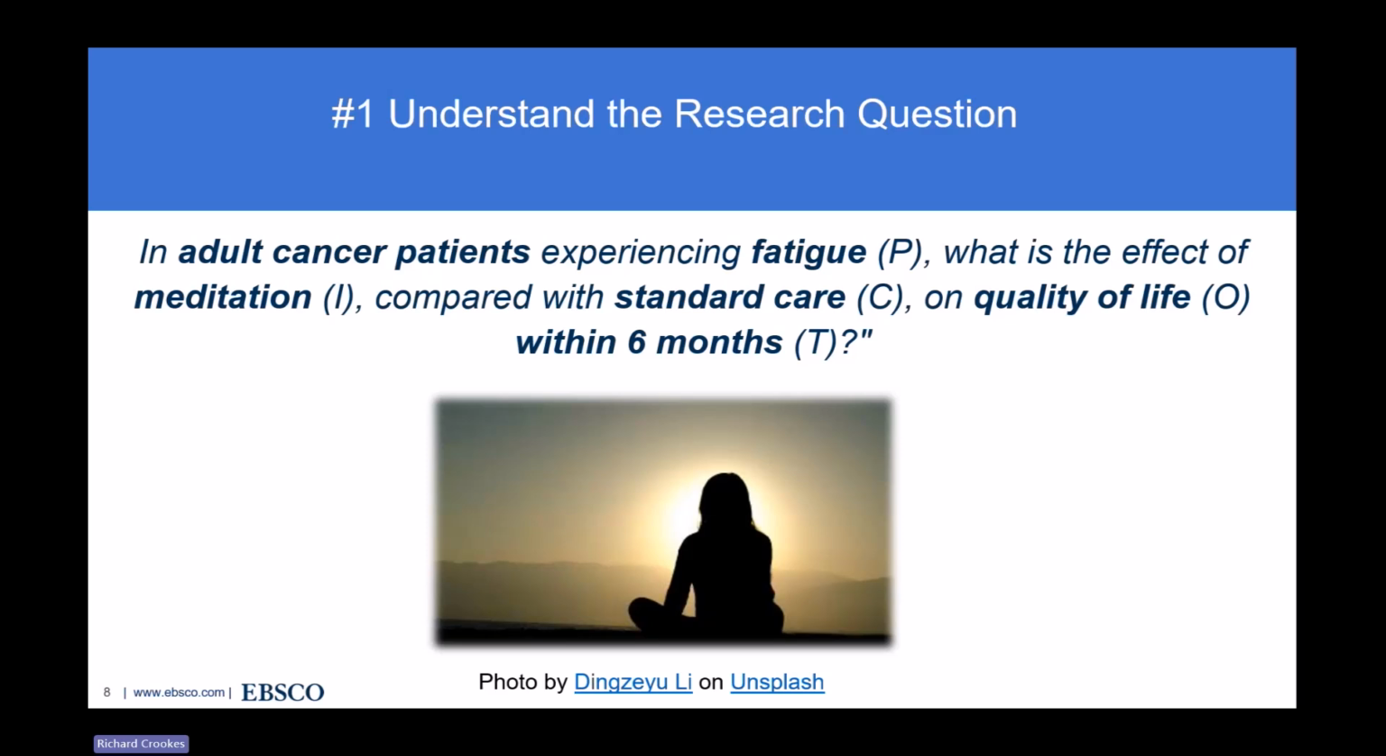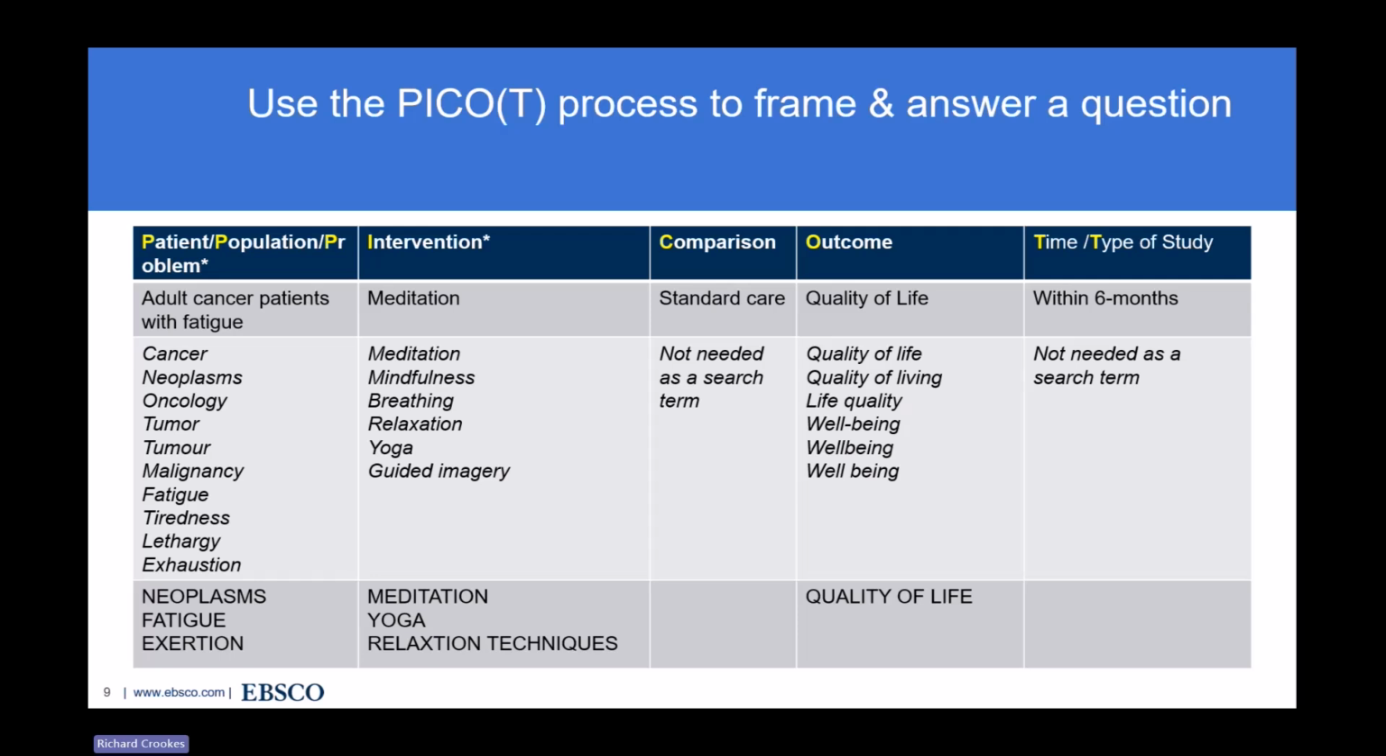Now, it doesn't mean we're going to search for everything that's listed here, as we'll make clear in the next table. So we have the framework here. I've got the 5 elements. Typically, you have PICO. We've just got the time or type of study included here as well. And this is partly with reference to our PICO search app, which is now included in EBSCOhost and also available for the EBSCO Discovery Service.